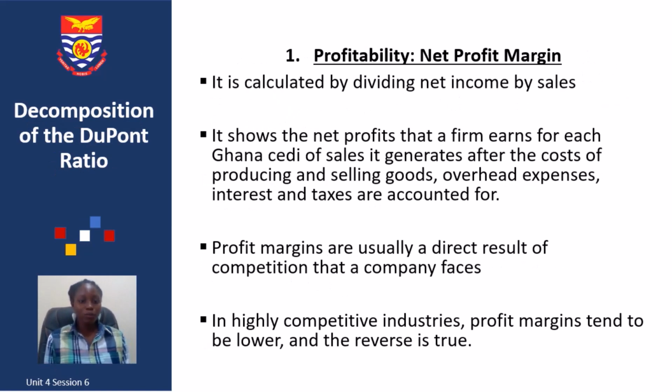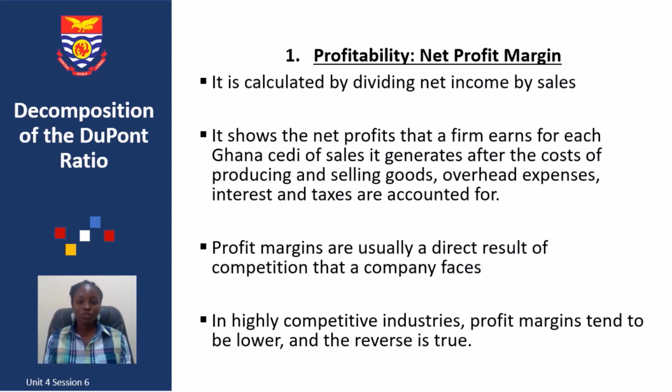Now let's decompose the DuPont model into its separate parts and then discuss them. Now, when it comes to profitability, that is measured by the net profit margin. You calculate it by dividing your net income by your sales. Now this shows the net profits that FM earns for each CD of sales it generates after deducting other expenses like the selling and administrative expenses, overhead expenses, and also after accounting for interest and taxes.